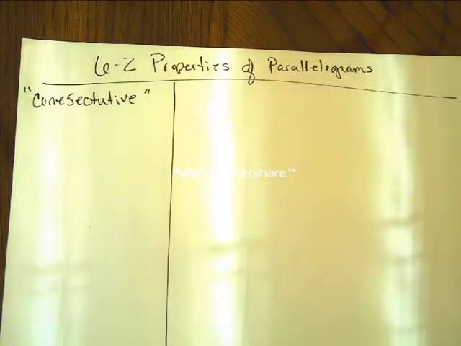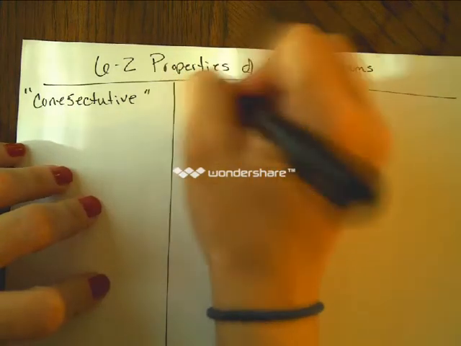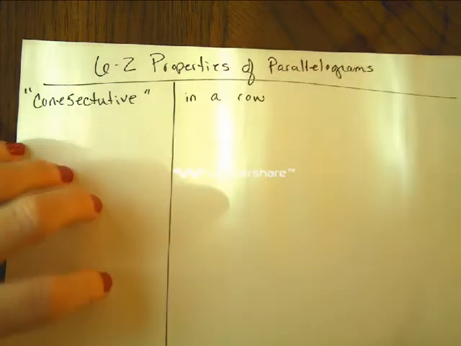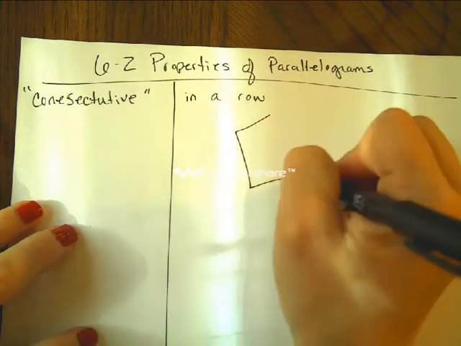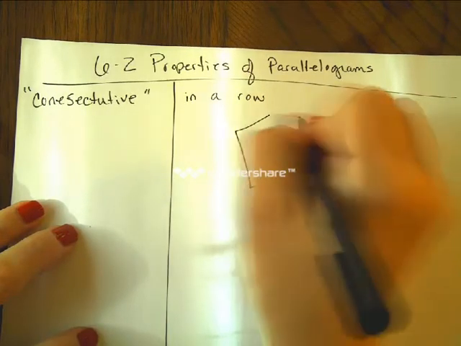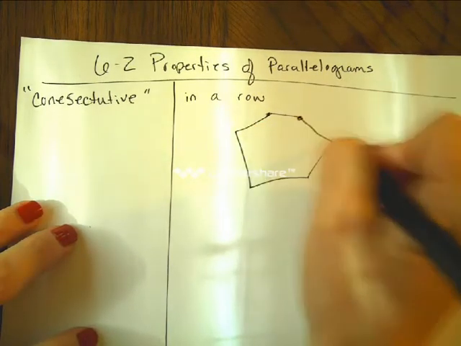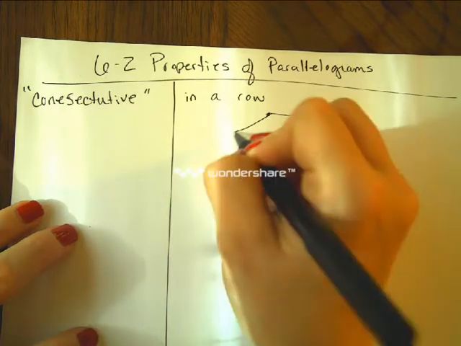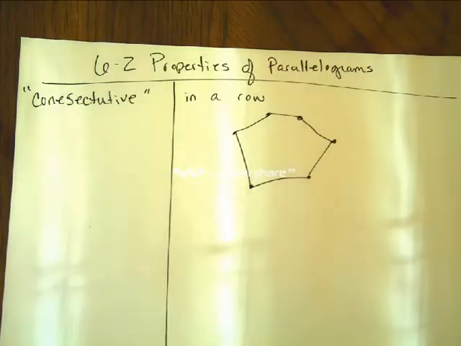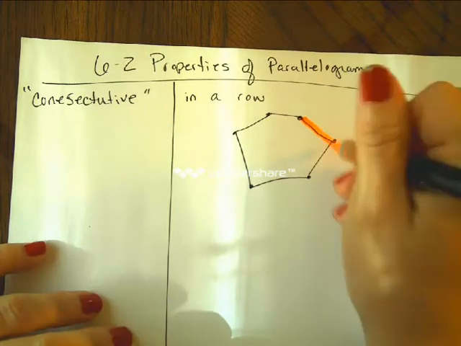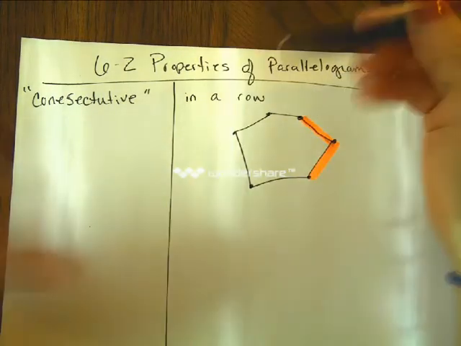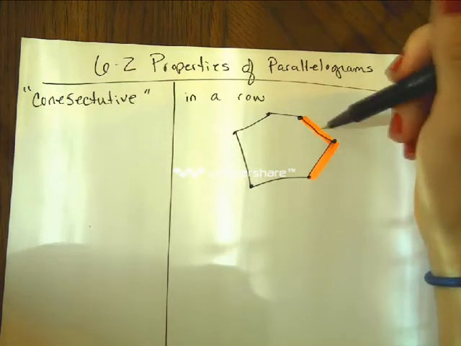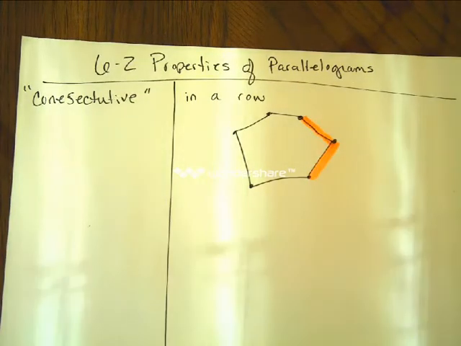Consecutive means in a row. When we're talking about a shape, and it doesn't even have to be a quadrilateral, it could be a pentagon or a hexagon, if I'm talking about consecutive sides, those two would be consecutive because they're in a row. Another word they could have used is adjacent because they're also next to each other. So adjacent and consecutive, you'll see me use those words kind of interchangeably.